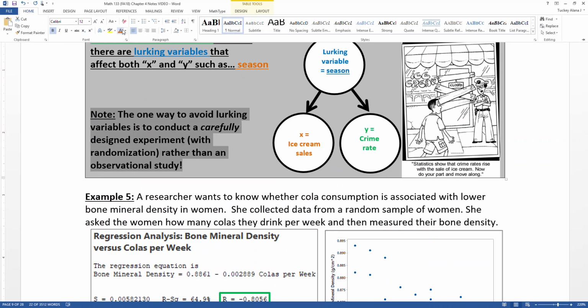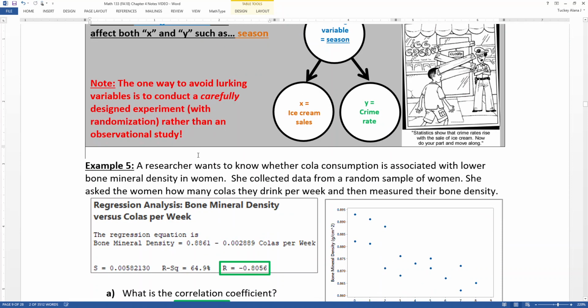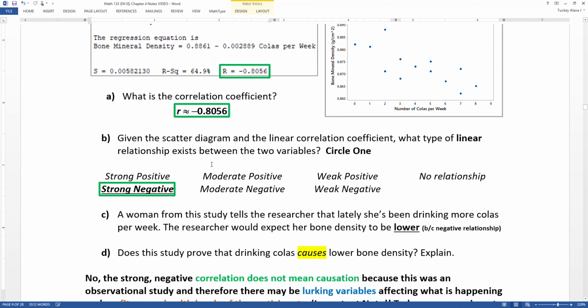And this brings me to this point right here, which is the one way to avoid lurking variables, kind of the only way, is to have a very carefully designed experiment with randomization rather than an observational study. With observational studies, it's basically impossible to avoid lurking variables because you are just observing what already occurs. You're not randomly assigning people into groups. To make it so this bone density study was useful, the researcher really should randomly assign people to drink cola and not drink cola. Because they didn't do that, there's going to be lurking variables.